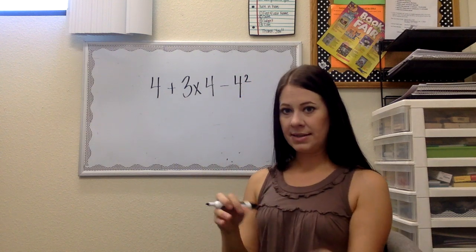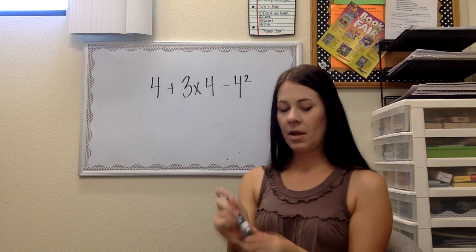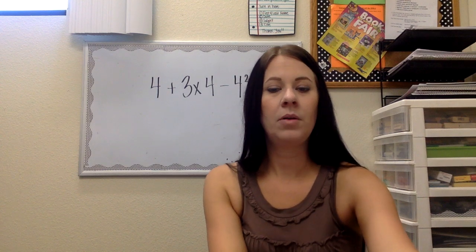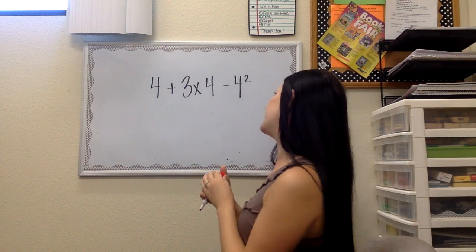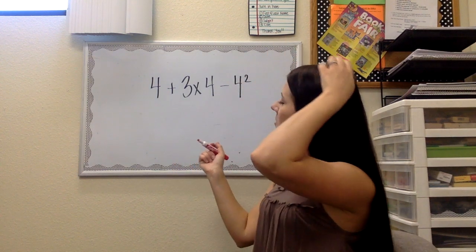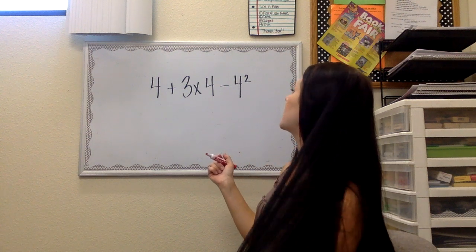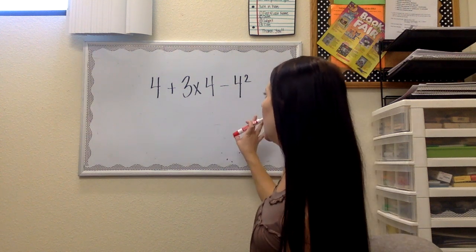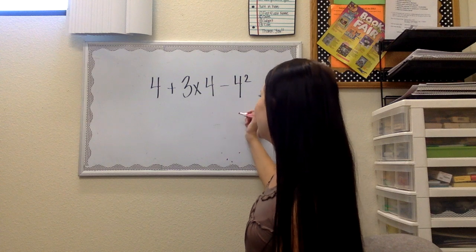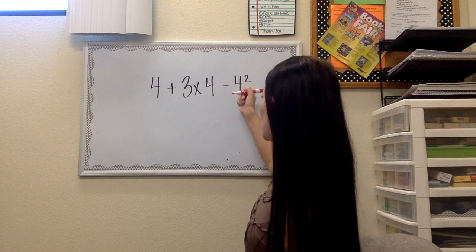Okay, so why don't you pause? Try the problem. Hopefully you tried it. Okay, so when I'm looking at this problem, the first thing that I'm looking for is parentheses, and there are none. Okay, so the next thing that I need to change is this 4 squared.